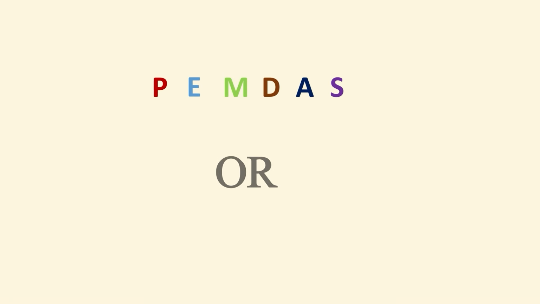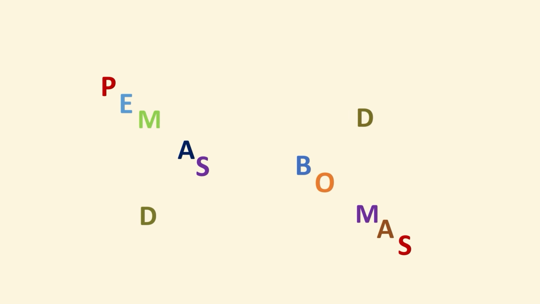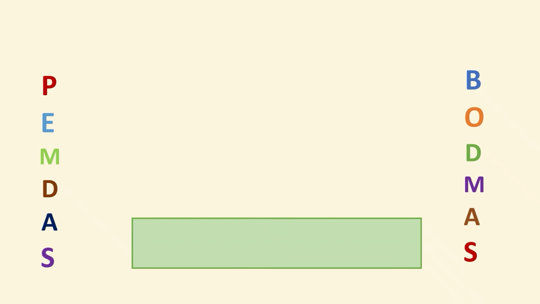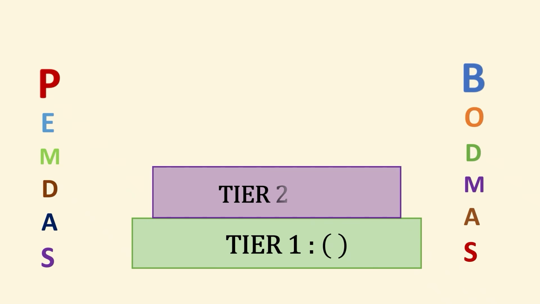We often learn PEMDAS or BODMAS, but these mnemonics can be misleading if we don't understand their structure. Think of it not as a strict list, but as a hierarchy of tiers. First, tier 1, the base, is P or B for parentheses or brackets. Everything inside these walls gets completed first, creating a single number. Second is tier 2, E or O for exponents or orders. Powers and roots come next.